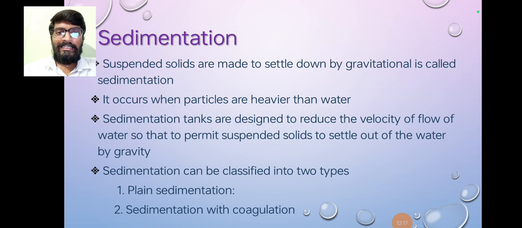Now going to the next stage, that is sedimentation. In sedimentation, the separation of suspended solids by settling down under gravity is called sedimentation. Sedimentation occurs when the particles are heavier than the water. In that case the suspended solids settle at the bottom of the tanks. These sedimentation tanks are designed to reduce the velocity of flow of water, so as to permit the suspended solids to settle out of the water by gravity. Sedimentation can be classified into two types.